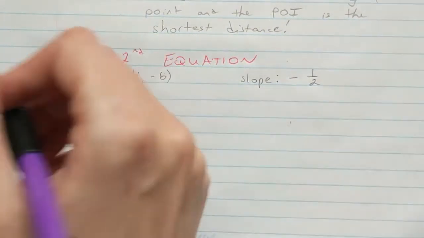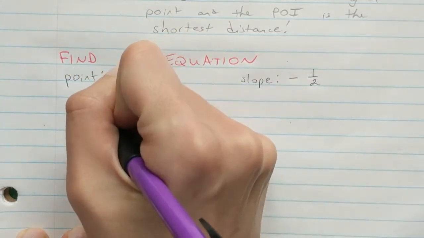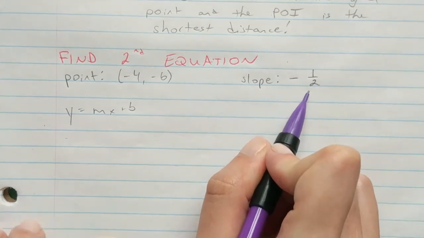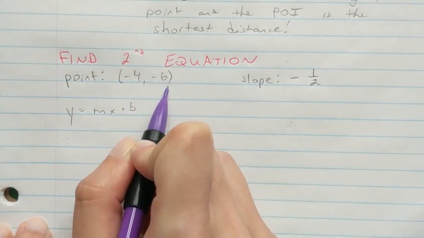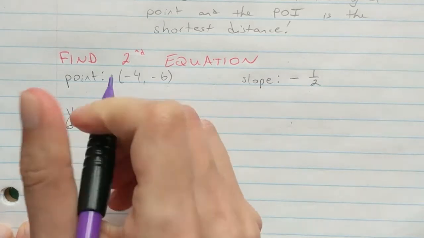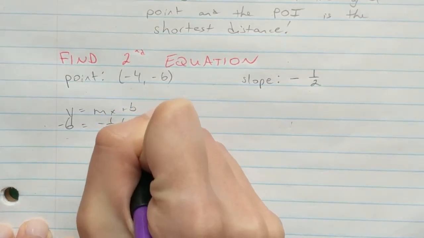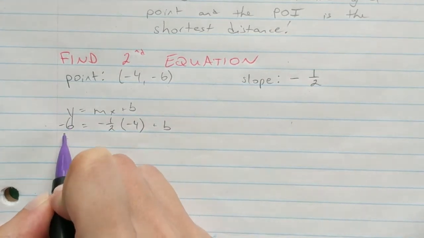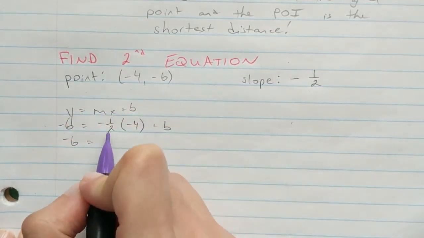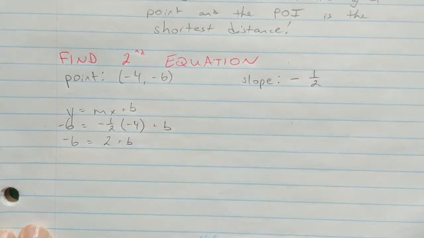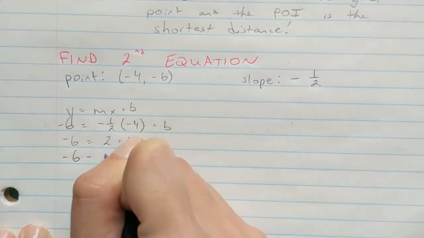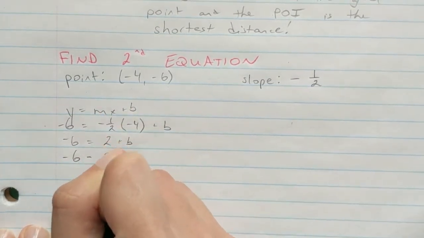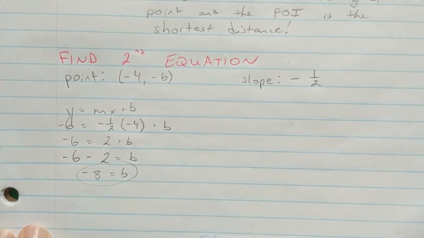I'm going to solve this way, where I have y is equal to mx plus b. I'm going to substitute in my m as well as my x and my y values. Negative 6 is equal to negative 1 over 2 times negative 4 plus b. Negative 6 is equal to 2 plus b. Negative 6 minus 2 is equal to b, and therefore negative 8 is equal to b.